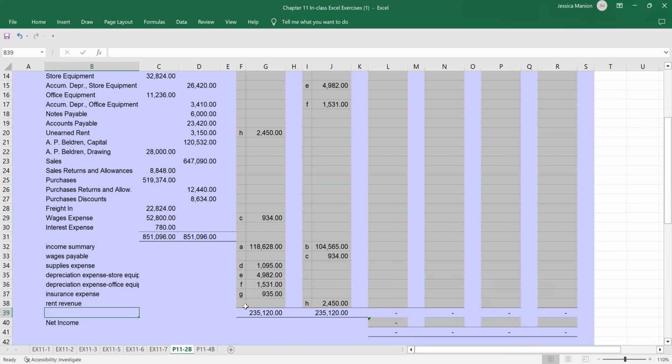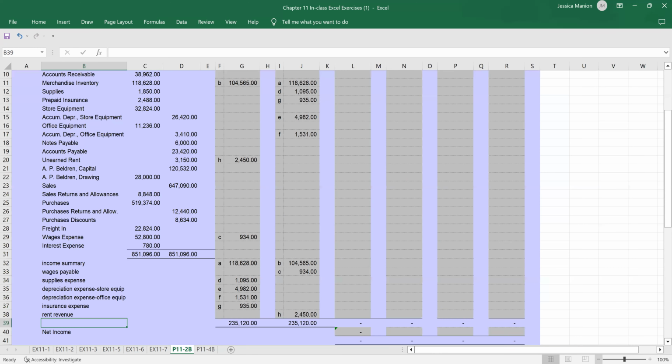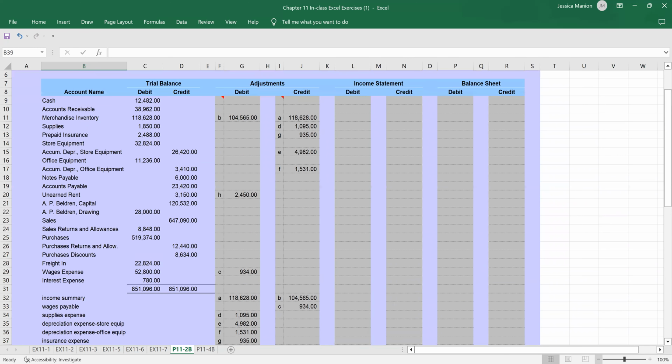Now we can see here that on our adjustments, debits equal credits, so that's good. That means that we have recorded equal amounts of debits and equal amounts of credits. So that's the first check that we have. And now what we need to do is go through, and I'm just going to start at the top and go line by line, wherever the accounts belong. So if the accounts belong on the balance sheet, they go on the balance sheet. If the accounts belong on the income statement, they go on the income statement.